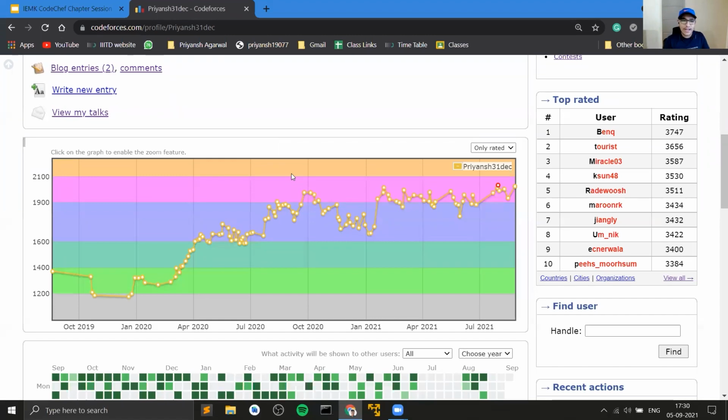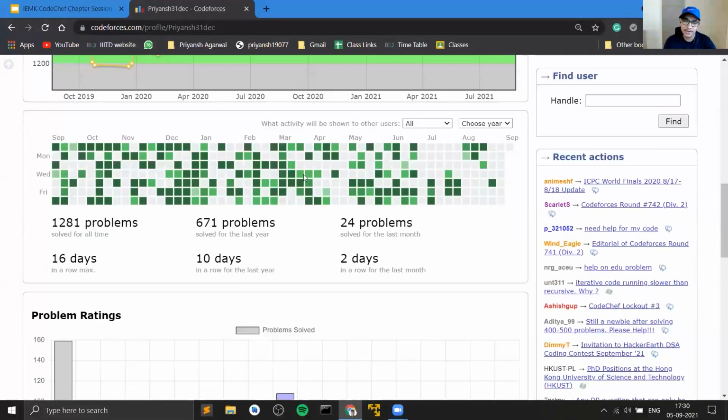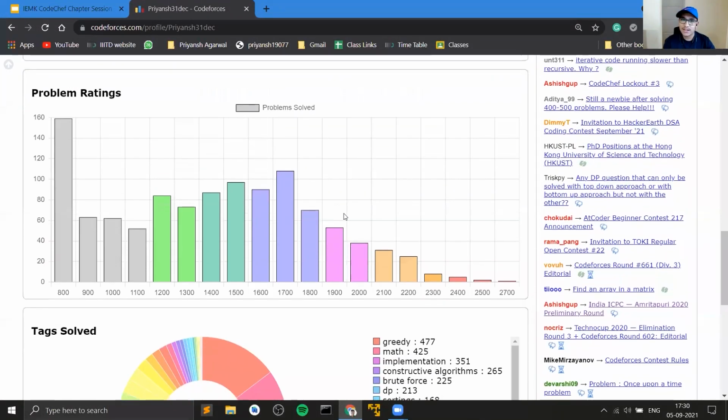Okay. And now I'll tell you why my whole rating graph is saturated here. So can you see the problems that I've actually solved? In this whole region, my rating is 1900, 2000. But if you look at the number of problems that I solved in the rating range of 2100, 2200, these are very, very less compared to the number of problems that I've solved in 1700, 1800, or 1900. So I know the reason why exactly I am not improving.